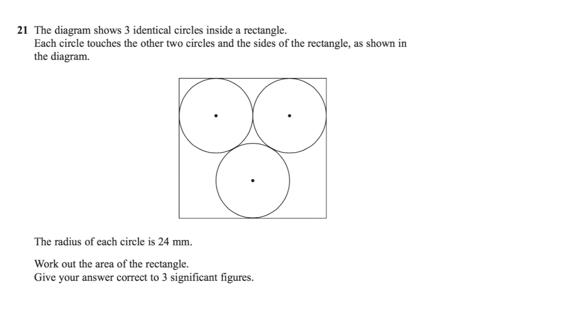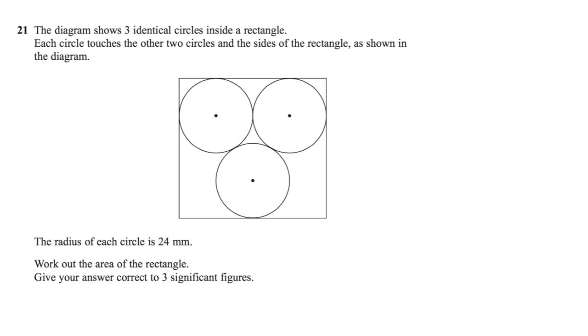In this lesson we're focusing on question 21. The diagram shows three identical circles inside a rectangle. Each circle touches the other two circles and the sides of the rectangle are shown in the diagram. The radius of each circle is 24 millimeters. Work out the area of the rectangle. Give your answer correct to three significant figures.